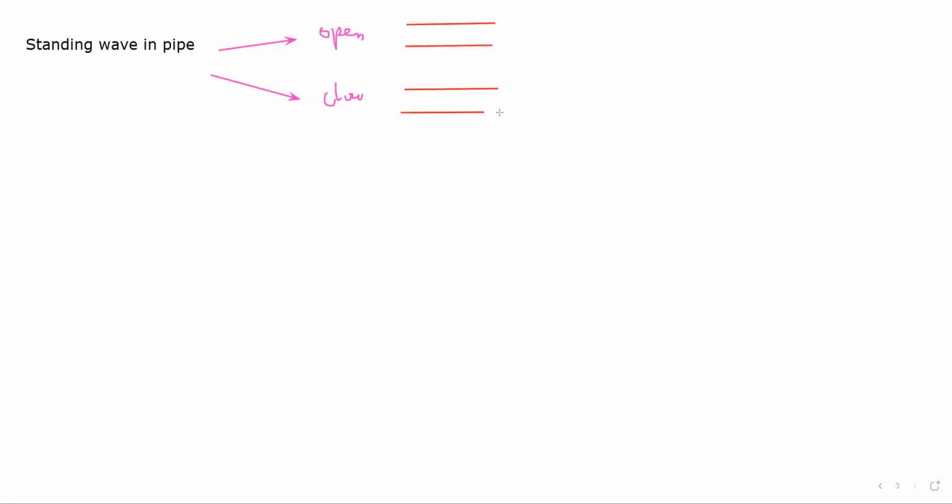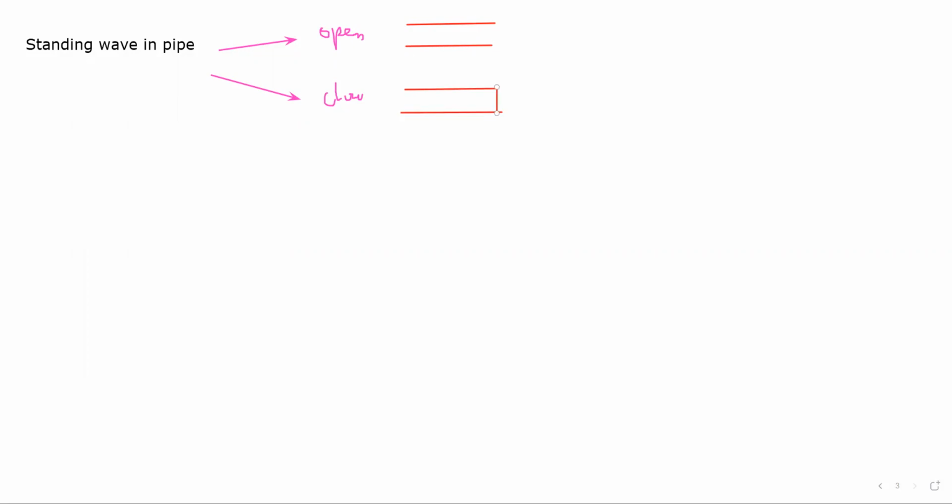Then you can have a standing wave in a pipe, and pipes can be divided into two categories. You may have an open pipe, or you may have a closed pipe. What is the meaning of an open pipe? An open pipe means the pipe which is open from both ends. And a closed pipe means the pipe which is closed from one end.